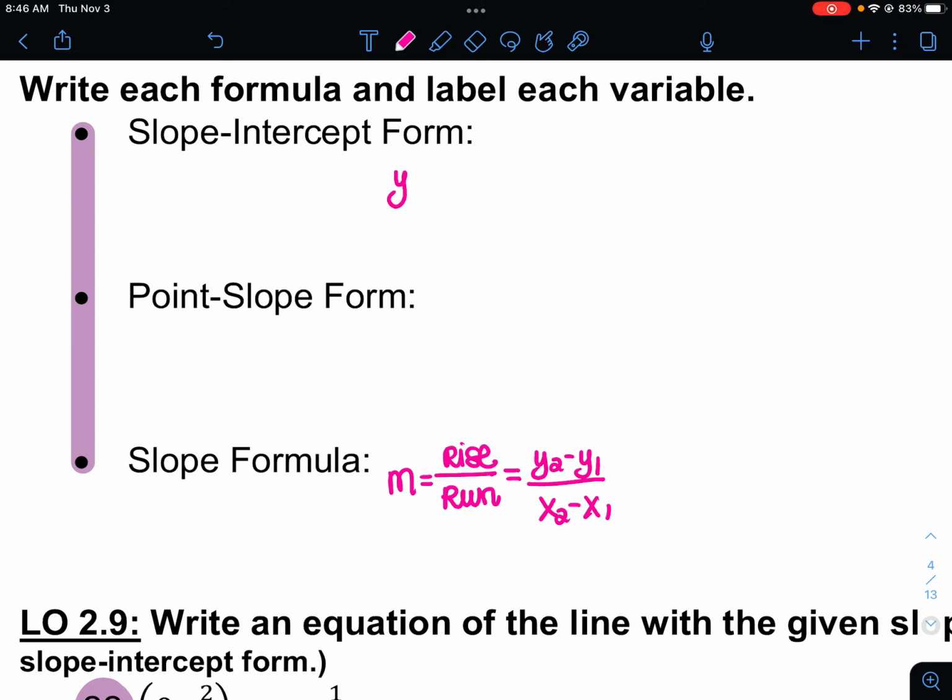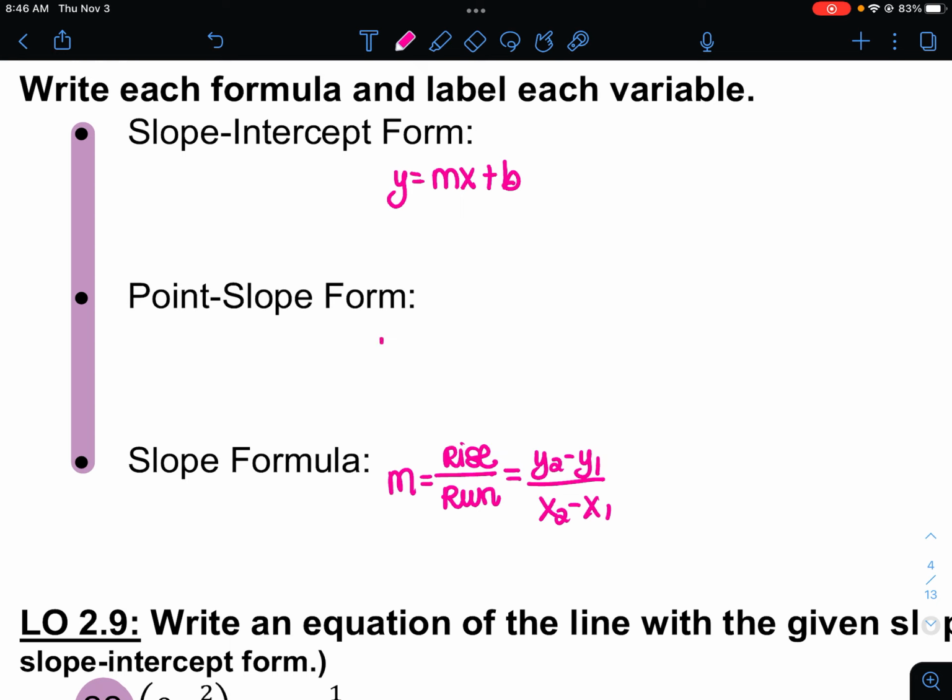Slope-intercept form is probably the one you are most familiar with. y equals mx plus b. All of our answers need to be in y equals mx plus b form. m is our slope in that situation, and b is our y-intercept. Remember, your y-intercept will always be given to you as a point, 0, comma, a number.